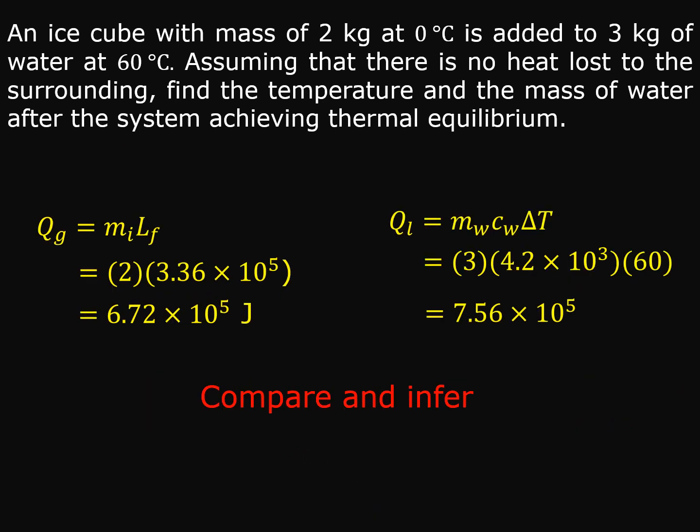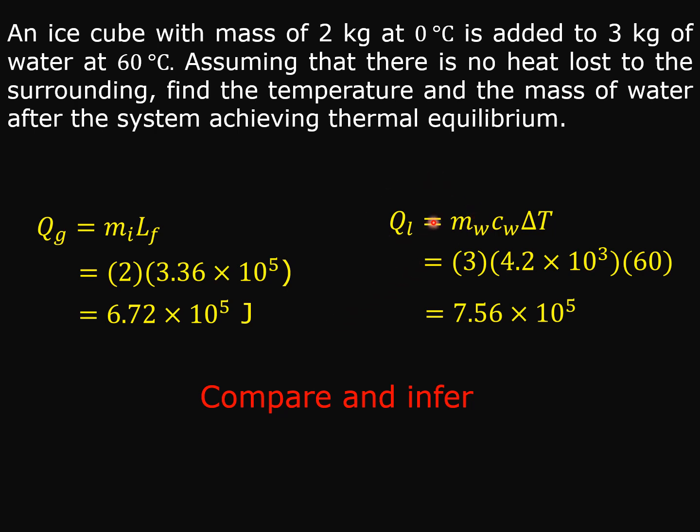By having that assumption, now we can check the quantity of heat gained by the ice cube that completely melted to water at 0 degrees C. We can use this formula, Qg equals Mi Lf. Mi is the mass of the ice cube and Lf is the specific latent heat of fusion. By substituting Mi as 2 kg and Lf as 3.36 times 10 to the power 5 joule per kg, we get 6.72 times 10 to the power 5 joule.